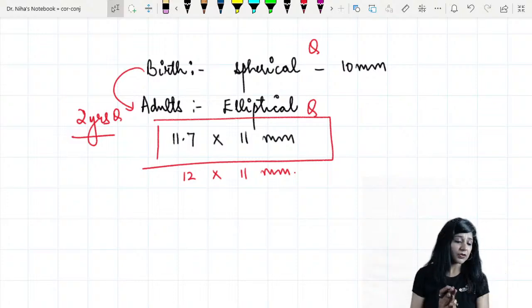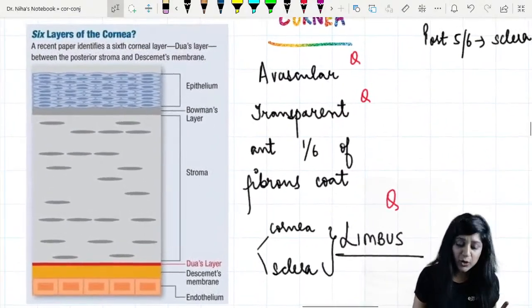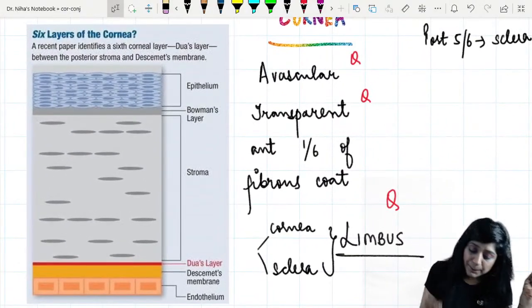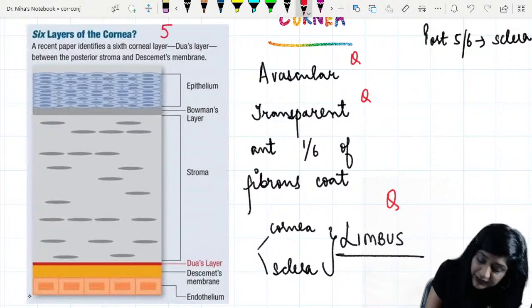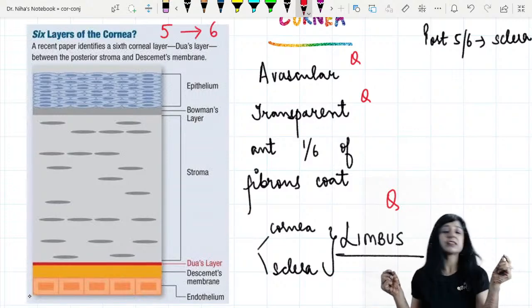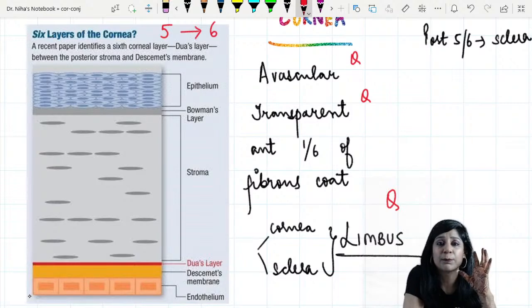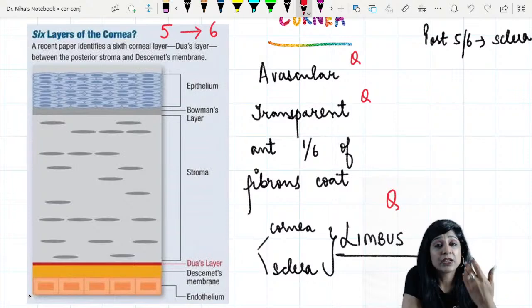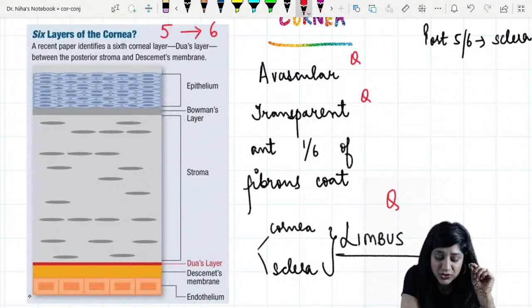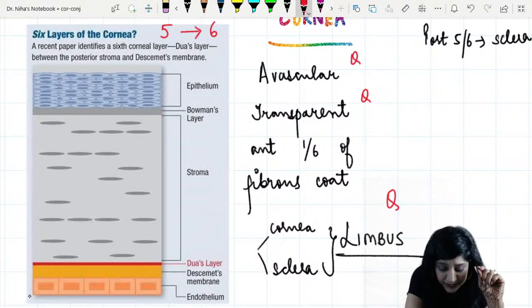Now another very important thing is the layers of the cornea. Previously there were 5 layers of the cornea. Now we have 6 layers of the cornea. I think this is the beauty of this session, that in just 1 hour you are going to revise every bit of one topic. PYQs also, one-liners also, clinical questions also, image-based questions also, and a mini revision of all the things. So 5 layers were there before, but now we have 6 layers.